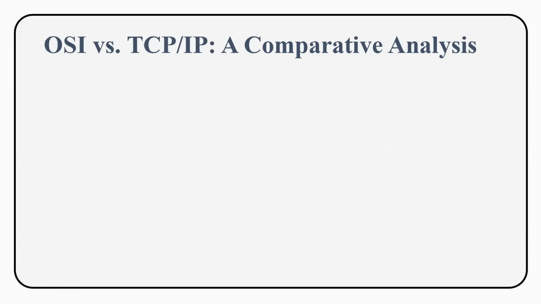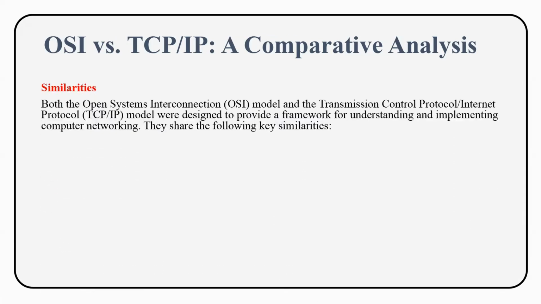So, the OSI and TCP/IP reference model comparative study. It is just a comparative analysis, or study. It is the same thing. The comparative analysis consists of both the similarities and the differences. Comparative analysis is simply comparing two things. When we are comparing, it can be similarities and it can be differences.